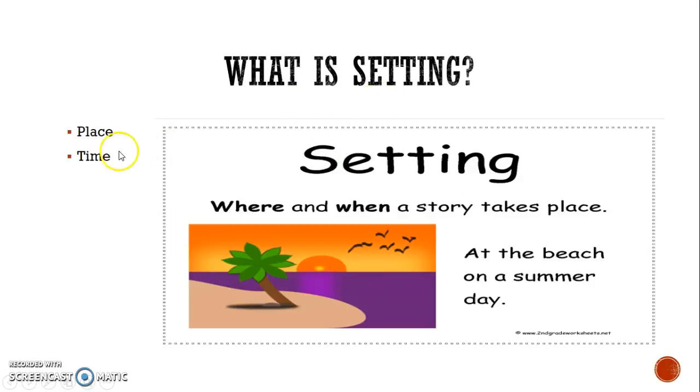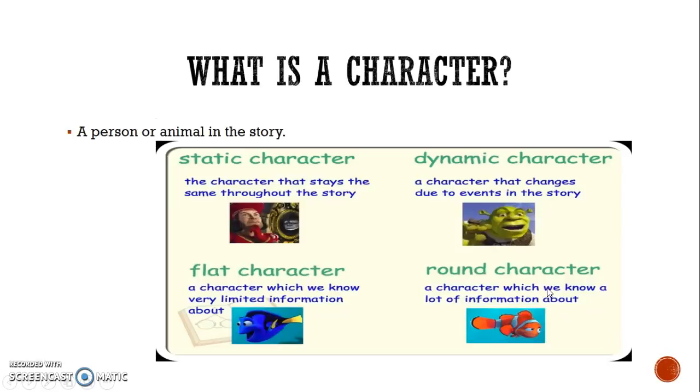What is setting? Place and time. Where and when the story takes place? At the beach on a summer day. What are the characters? A person or animal in the story. You have a static character, dynamic character, flat character, and a round character.